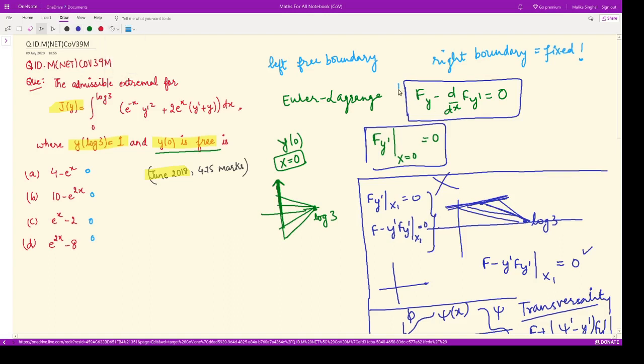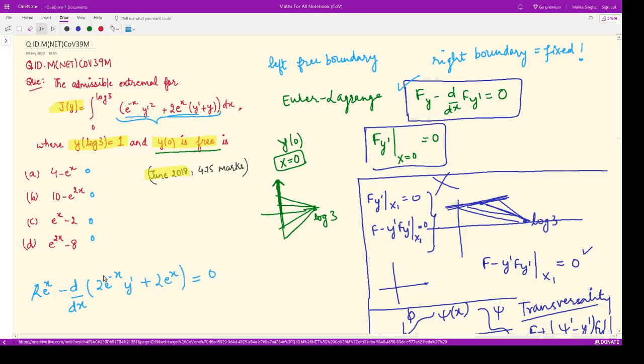So first of all, Euler's equation must be solved. So our f is this. What is our f of y? In this term there is no y. There is no y here. Here is y. So our f of y is 2 e to the power x minus d/dx of f of y dash. F of y dash would be 2 e to the power minus x y dash, and from here it is plus 2 e to the power x is equal to 0.